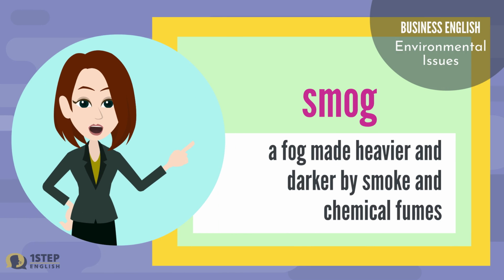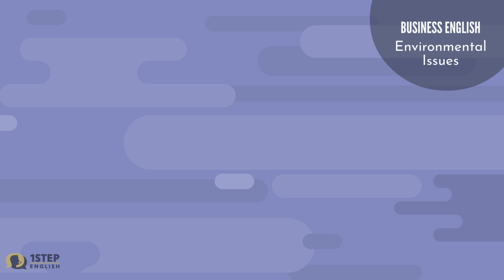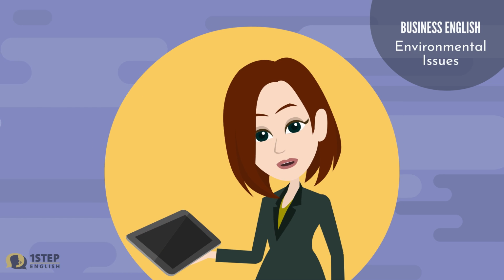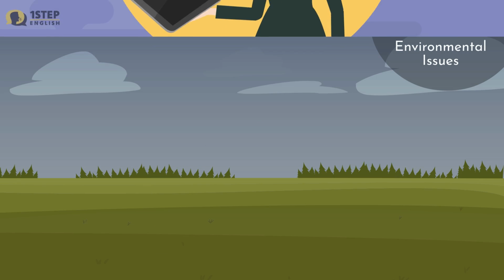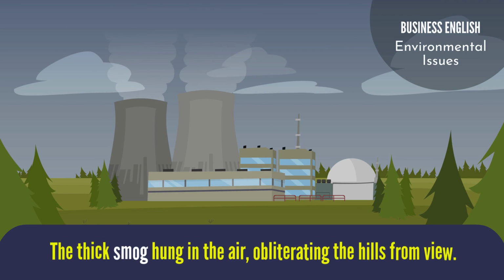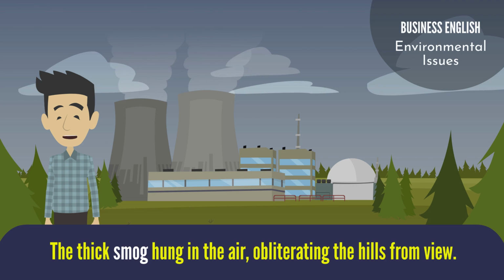Smog. It is a fog made heavier and darker by smoke and chemical fumes. Here's an example. The thick smog hung in the air, obliterating the hills from view.